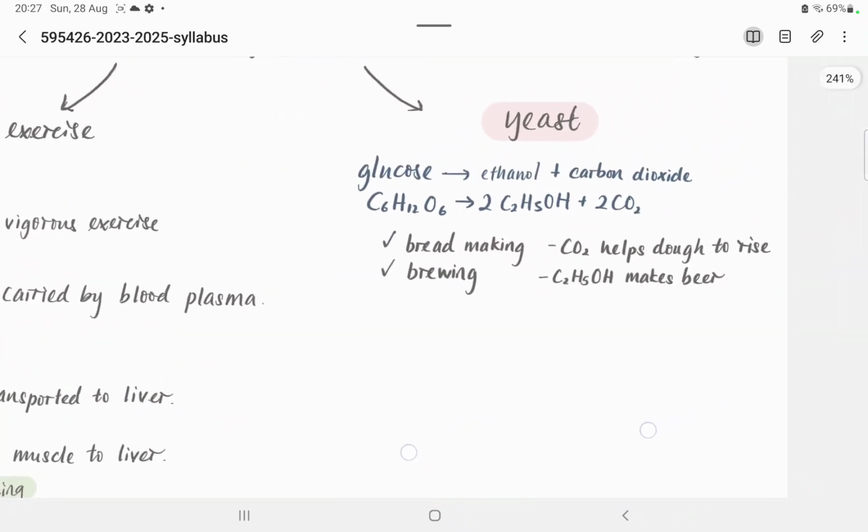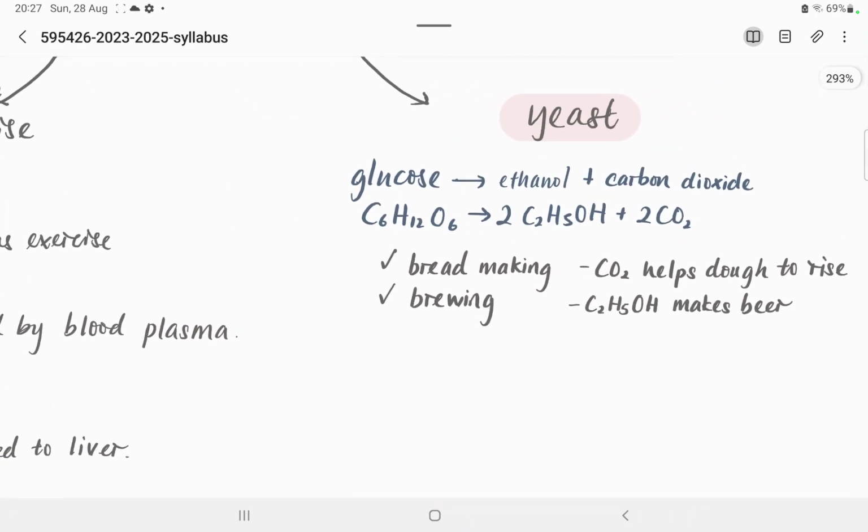This one is simpler. Just glucose to ethanol and carbon dioxide. But this one you need to know the chemical equation. Glucose is still C6H12O6. And then after that, ethanol. This one for organic chemistry you will learn. So this one is C2H5OH. And then after that, 2 carbon dioxide. So this one to balance it just add 2 to ethanol and carbon dioxide.